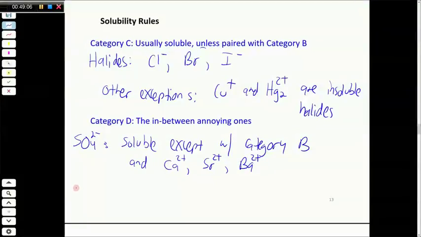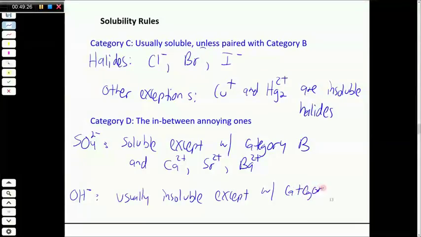And then another one that's sort of the opposite of that is OH minus. This one is usually insoluble, so hydroxide compounds are usually insoluble. Of course, the exceptions to that would be category A, those cations that are always soluble. Lithium, sodium, and all the way down to francium if we want to go down that far. But then OH minus has the same exceptions as SO4 2 minus, but it's the opposite exception. So calcium 2 plus hydroxide, barium hydroxide, and strontium hydroxide are soluble and not insoluble.